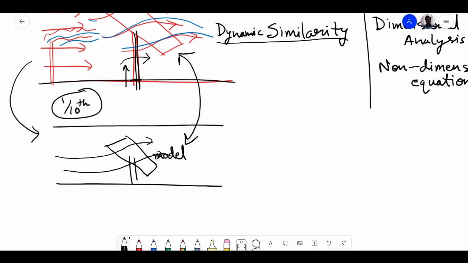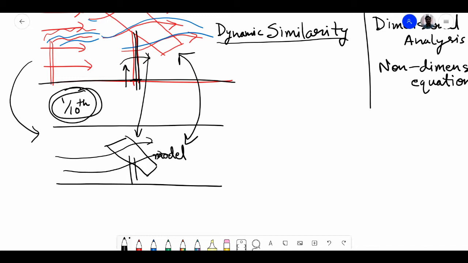So that is known as dynamic similarity. And when does dynamic similarity hold? Whatever we are doing here, we are scaling everything down by the same amount. All the dimensions we have scaled down by the same amount. This is just geometrical similarity.